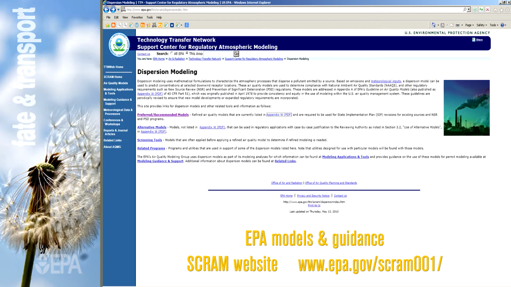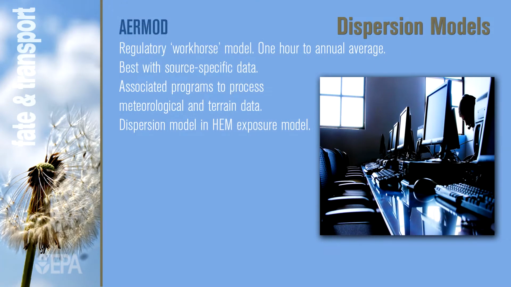Now, if you look on SCRAM, you'll find many, many air quality models. Probably some of the most prevalent, and the ones we use most, is the AERMOD model, which is the workhorse. It's a regulatory model, so it's preferred by the EPA for many types of air quality analysis. And it'll simulate anything from 1 hour to a whole year. Our HEM model, which we'll show you an example of in a demonstration in a little while, actually uses the AERMOD model in itself to predict ambient concentrations downwind.